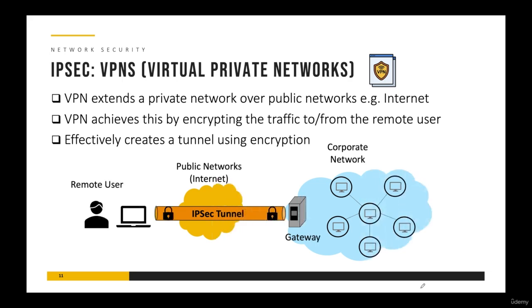Let's say you are a user here and you want to communicate with your corporate network. What you're going to do is create a tunnel to the gateway node of your corporate network. And this tunnel would be created using IPSec. So any communication which happens within this tunnel will be very secure, and you'll be able to access services of your corporate network securely.